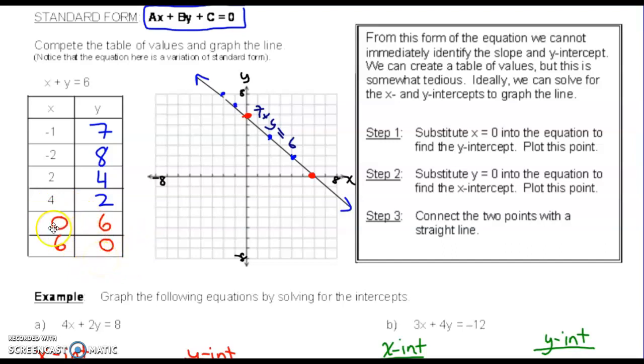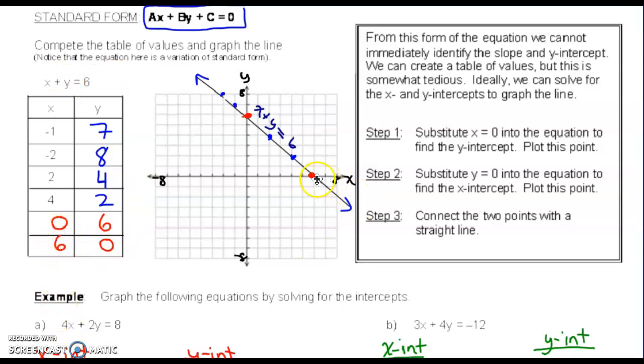So let's go back and do that. To find my y-intercept, I'm going to plug in 0 for x in my equation. So I have 0 plus y equals 6, y equals 6. There it is right there. To find my x-intercept, I'm going to plug in 0 for y. There it is. 0 for y. So now I have x plus 0 equals 6, x equals 6.